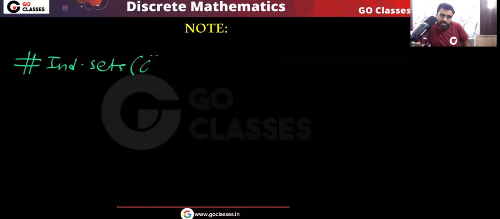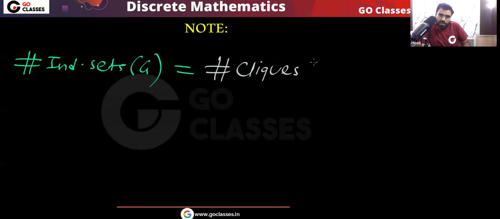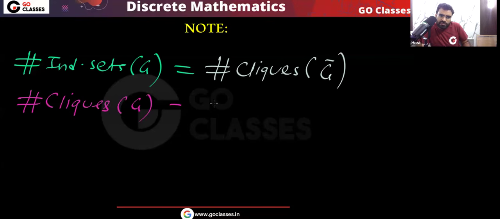So finally I can say this is the relationship: the number of independent sets in G is equal to the number of cliques in G complement. Okay, very simple. Similarly, the number of cliques in G will be equal to the number of independent sets in G complement. Okay, easy relationships.